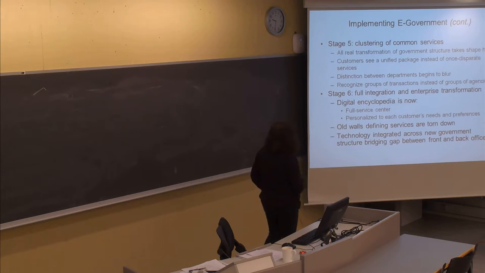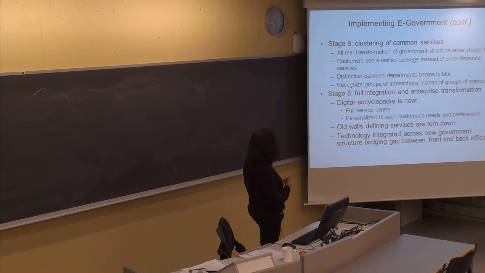Customer common services. Customers see unified packets instead of separate services, allowing for transfer of information between different types of registers. Recognition of groups of transactions instead of groups of agencies. And then the full integration is the full service center, where you can't really notice the difference between the agencies and just get a unified service.